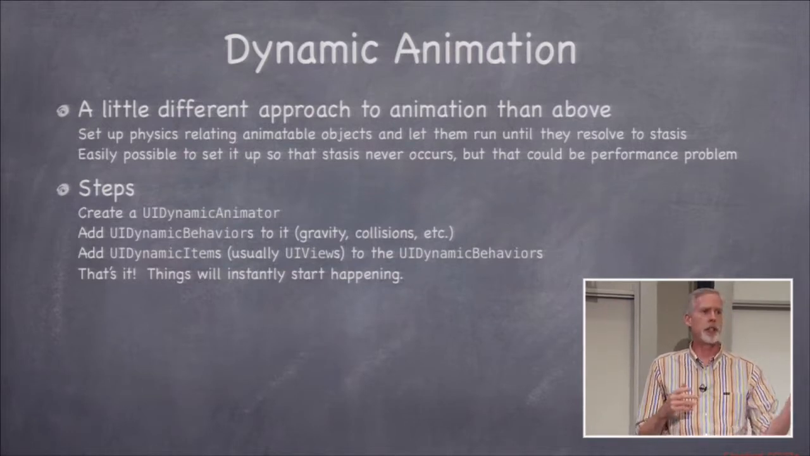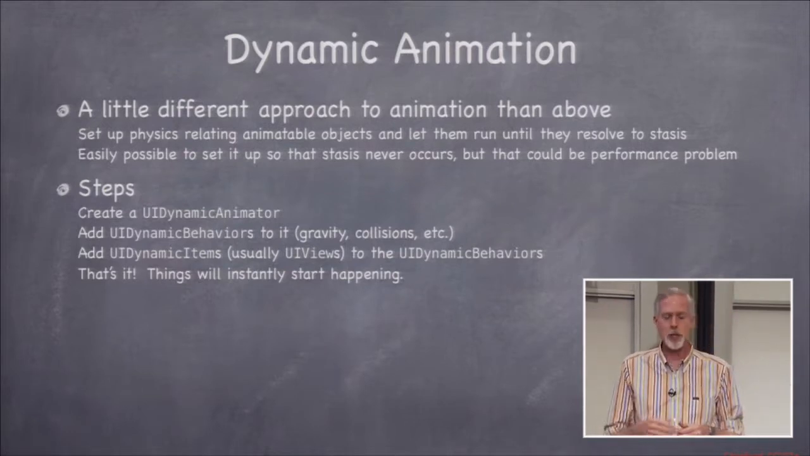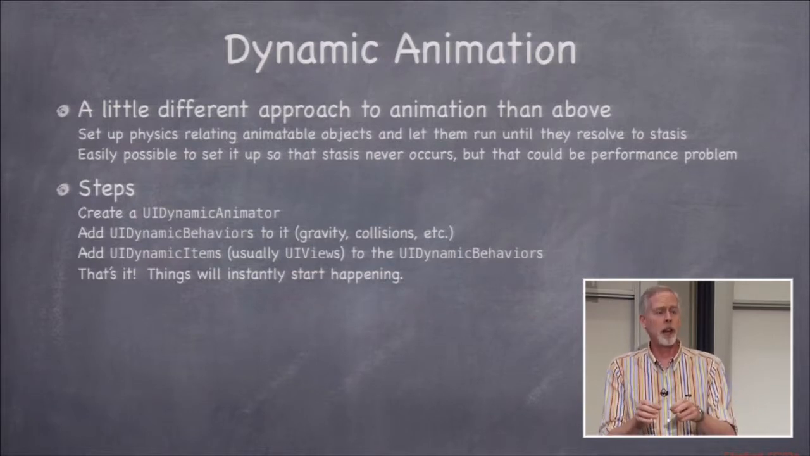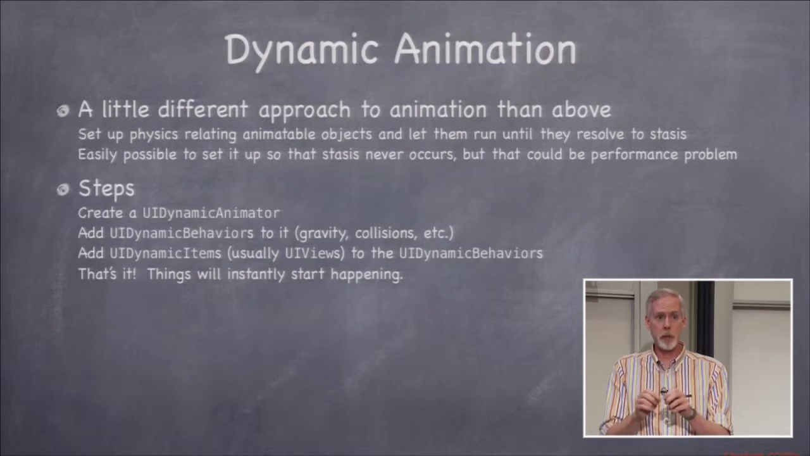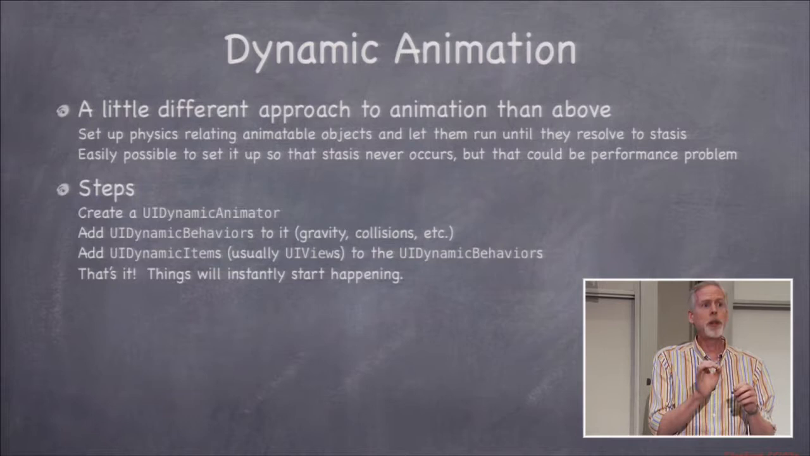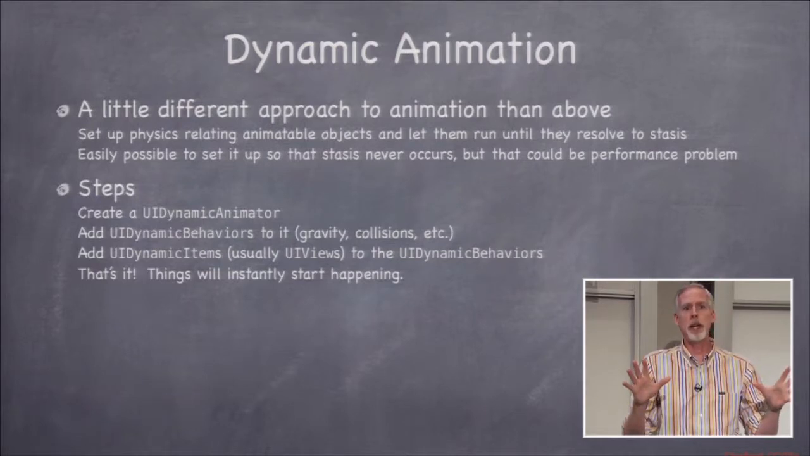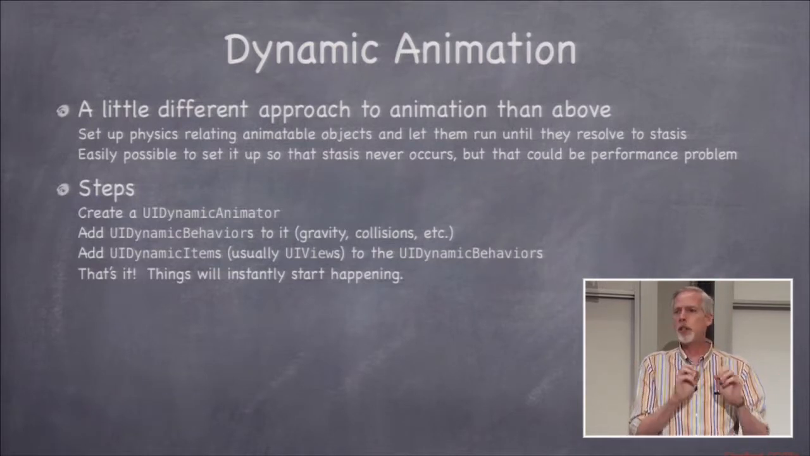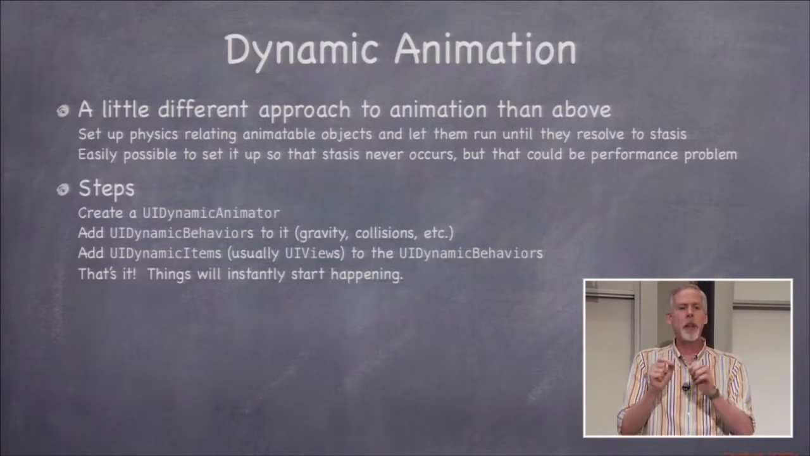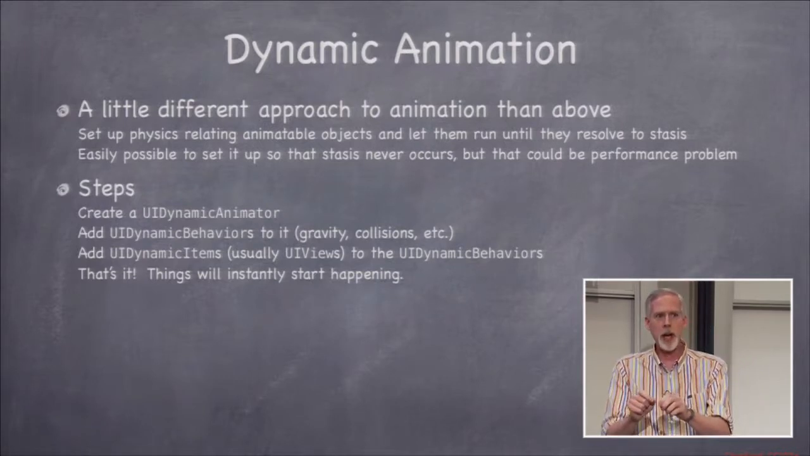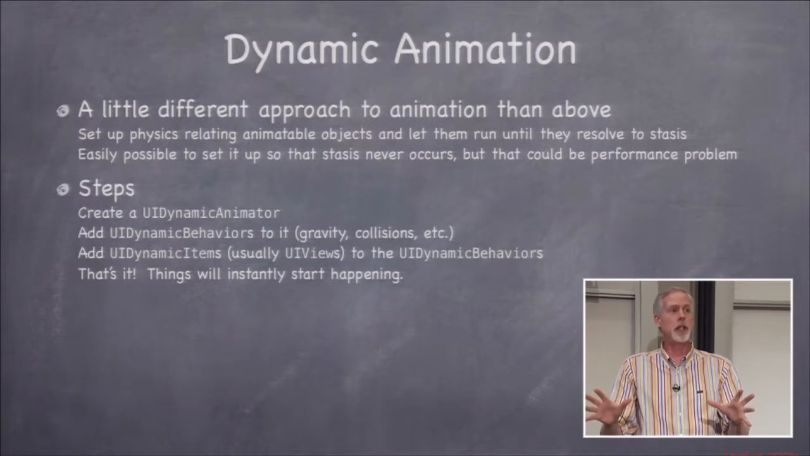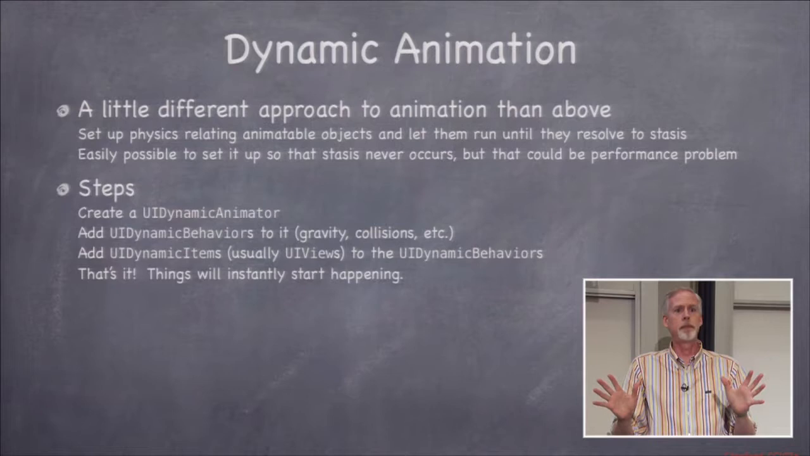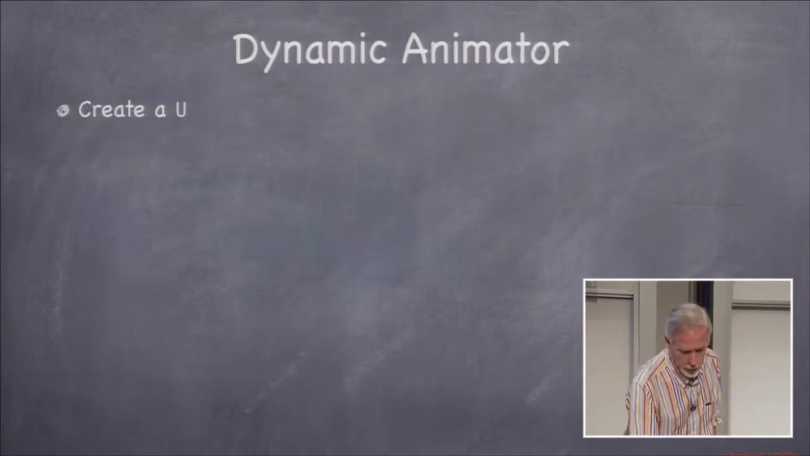Those are behaviors, things that are going to be applied to the things. And then you put the things in there. And the things you put in there are UI dynamic items, meaning they implement that protocol. I'll show you that. And the instant you put them in there, they'll start animating. You don't have to say run. You don't have to do anything. Anytime there's an item that's in a behavior, that's in a dynamic animator, it will start animating until the forces on it mean that it doesn't need to move. Then it'll stop. Okay? So let's look at all these things.